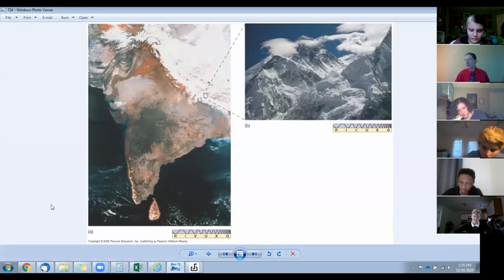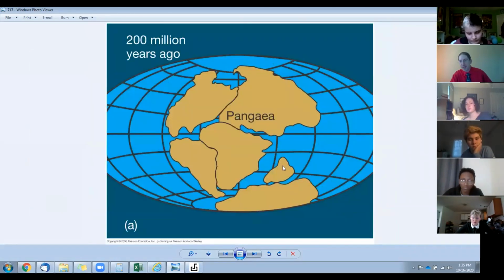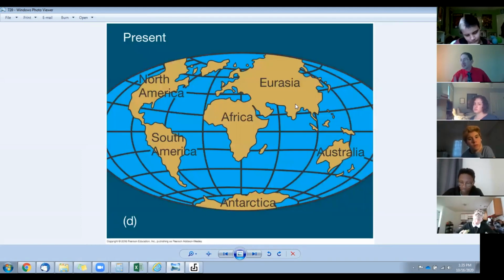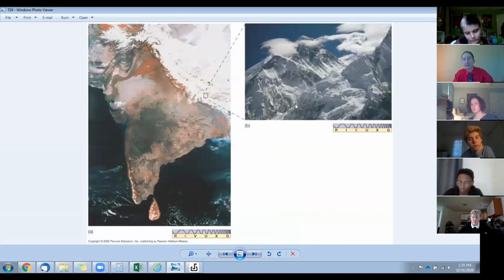A good example of the uprising is India plowing into the Eurasian plate, causing the Himalayan mountains. If we go back to our Pangea sequence, you can see India is actually on its own plate, and it was separate from Asia, and only recently has run into it, and it's continuing to move into it, so it's pushing up like this. And so that mountain range, tallest on Earth, is still rising as the convective cycles underneath continue to push that plate in that direction.